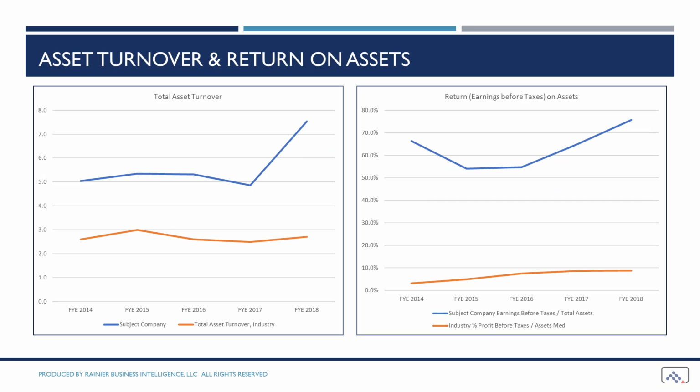Total asset turnover indicates the efficiency with which the firm uses assets to generate sales. Return on assets measures the overall effectiveness of management in generating profits with its available assets.